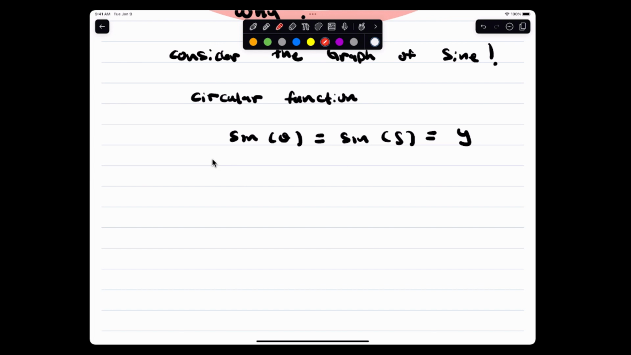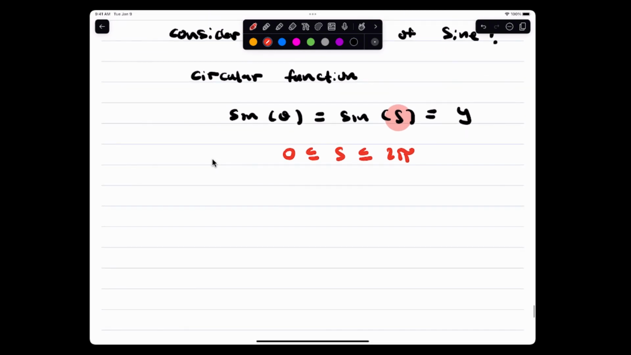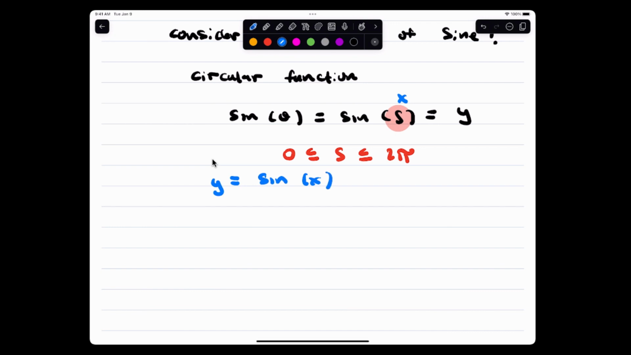Now, our s here, if you guys remember, this is arc length. So s can be, we're going to consider that angle s to be 0 and what? 2 pi values. So go back to algebra, and let that s value be an x value. So what you have now is this function, y is sine of what? X. This is now called the sine function.